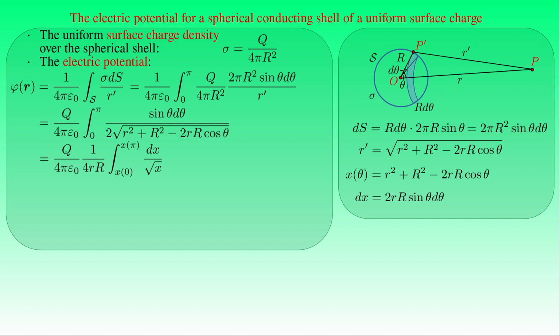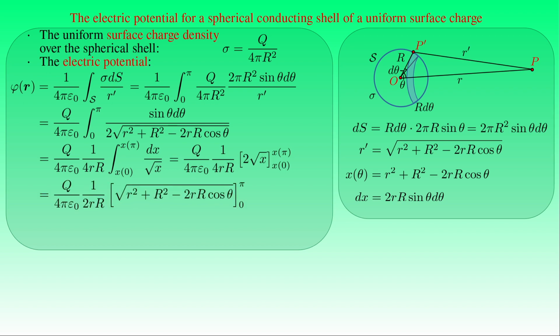Now we compute the definite integral, which gives 2 times the square root of x, and we can write the potential as Q over 4 pi times epsilon naught, times 1 over 2 times r times R, times the square root of r squared plus R squared, minus 2 times r times R times cosine theta, evaluated at theta equals 0 and pi.